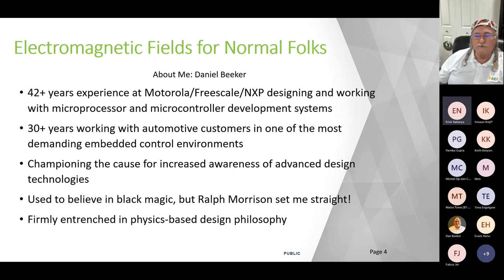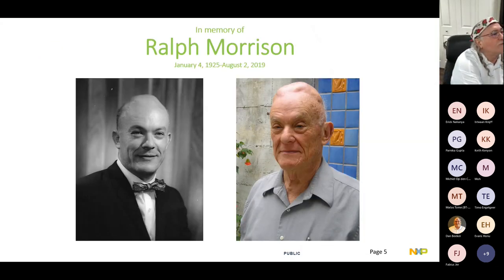And then, since I've been working with Ralph Morrison, it's all become a lot easier for me to be able to do a design overview of him. We lost him in 2019. Ralph, one of the early pioneers in signal integrity and EMC. And Ralph was a physicist by training. He had a Bachelor of Science in Physics, and then eventually got a Master's of Electrical Engineering.